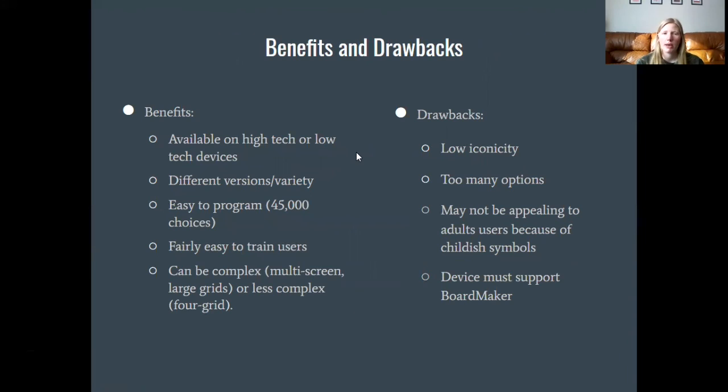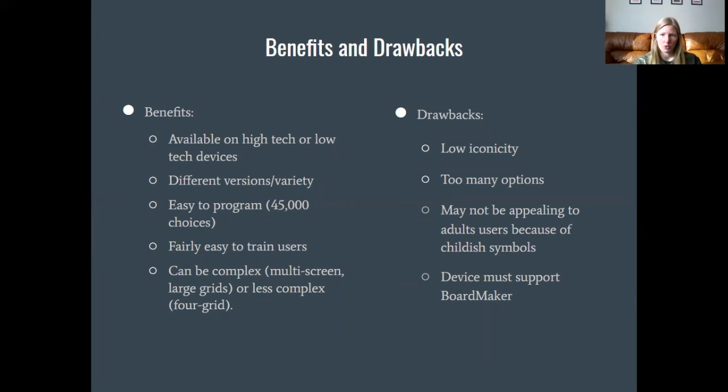So benefits and drawbacks of the PCS system. It is available on high-tech or low-tech devices with a lot of different versions and variety too, such as high contrast, thin line, so it really can cater to the needs of the individual. It's fairly easy to program with 45,000 choices. It's also easy to train users on, and you can really choose how complex or simple the display needs to be for that individual.